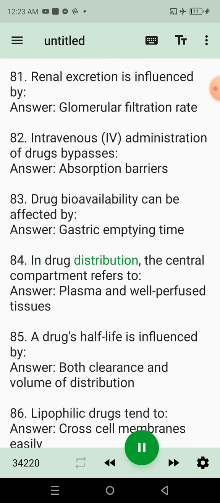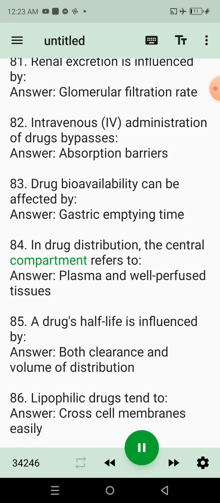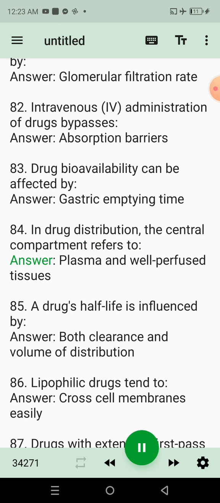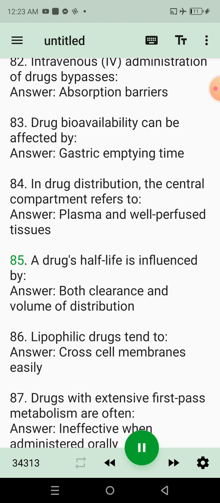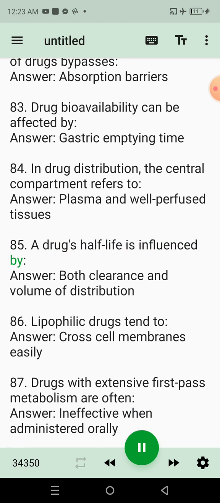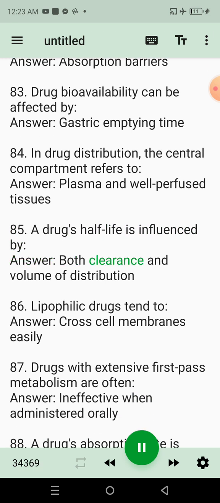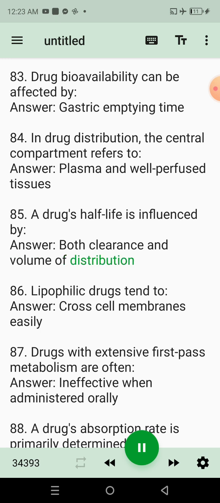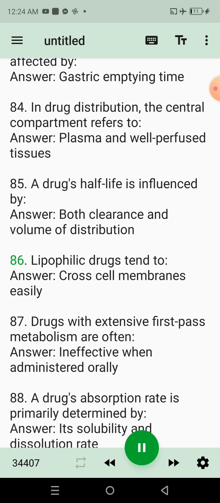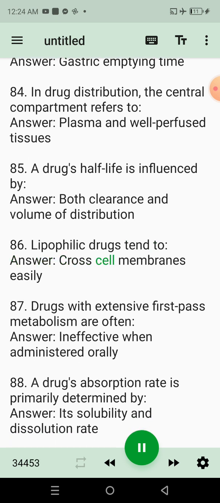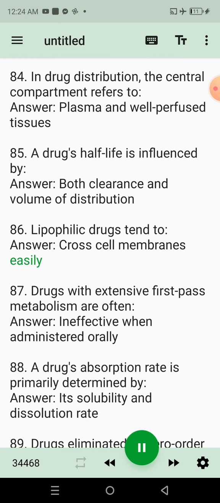84. In drug distribution, the central compartment refers to? Answer: Plasma and well-perfused tissues. 85. A drug's half-life is influenced by? Answer: Both clearance and volume of distribution. 86. Lipophilic drugs tend to? Answer: Cross cell membranes easily.